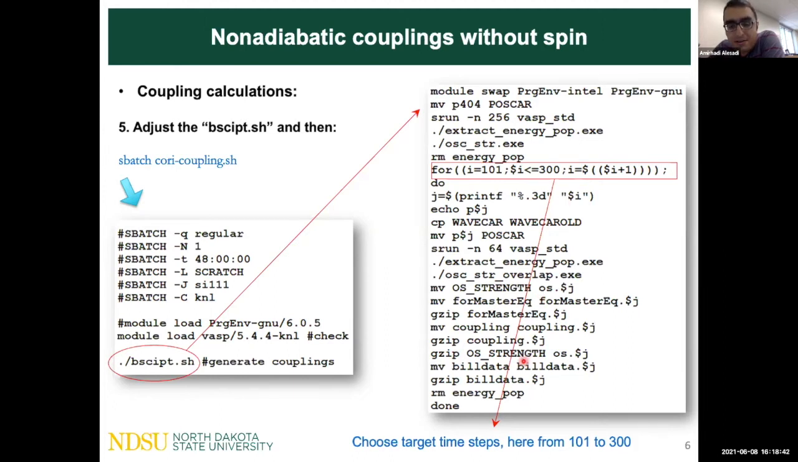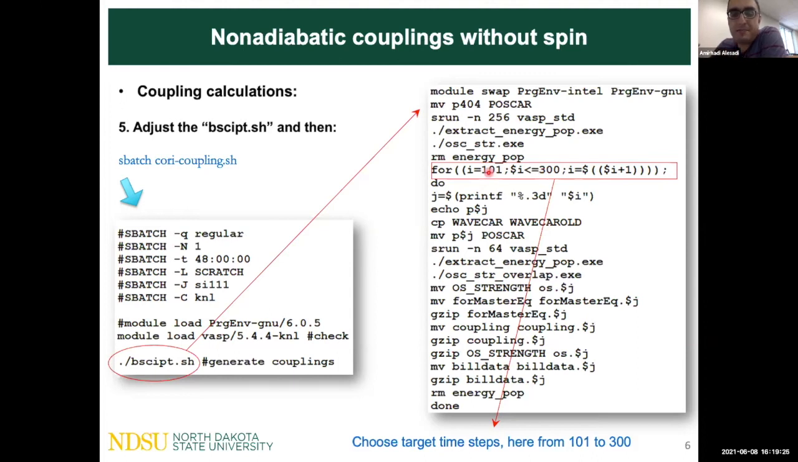There are several lines that we don't need to go into detail here, but you can see that this file will run the VASP STD calculation, but the most important command is here. For instance, 101 to 300. Coupling calculations are time consuming, and for this file we need to calculate 1000 coupling files. So it's not possible. We have 48 hours or 2 days maximum wall time. So it's always good to split the coupling calculation into different ranges.